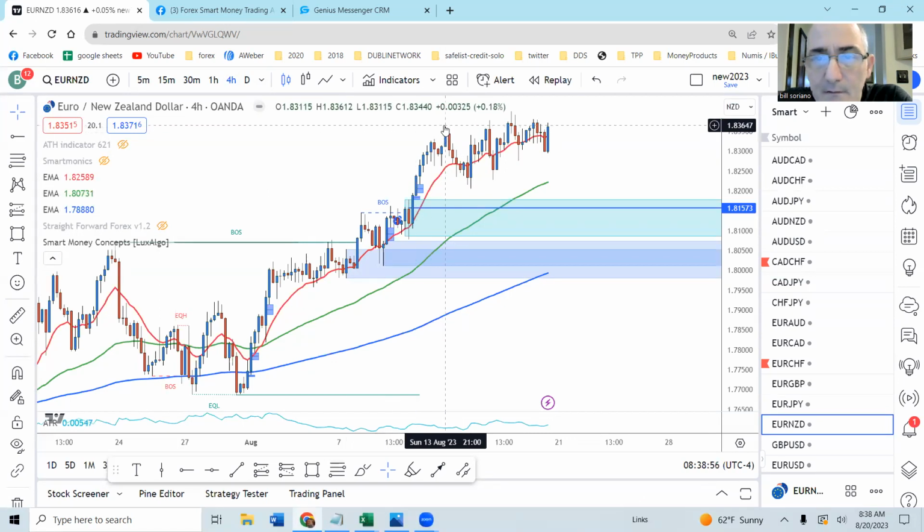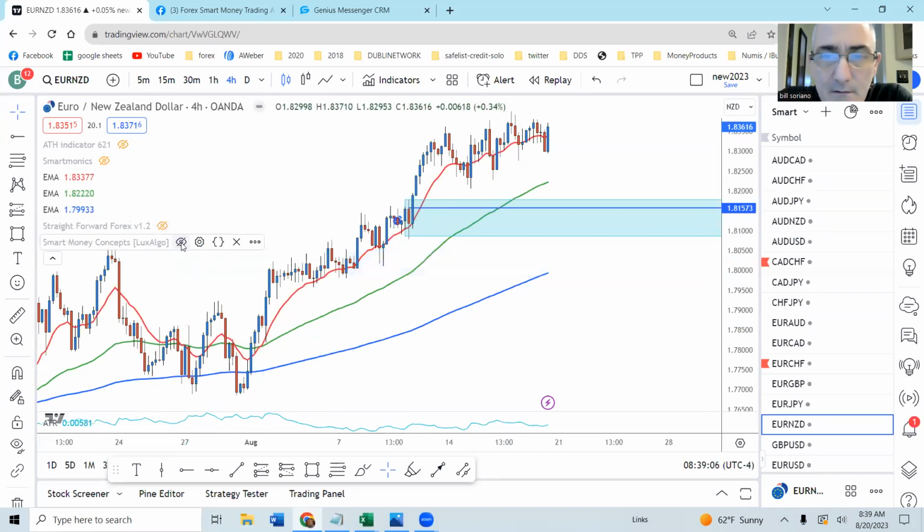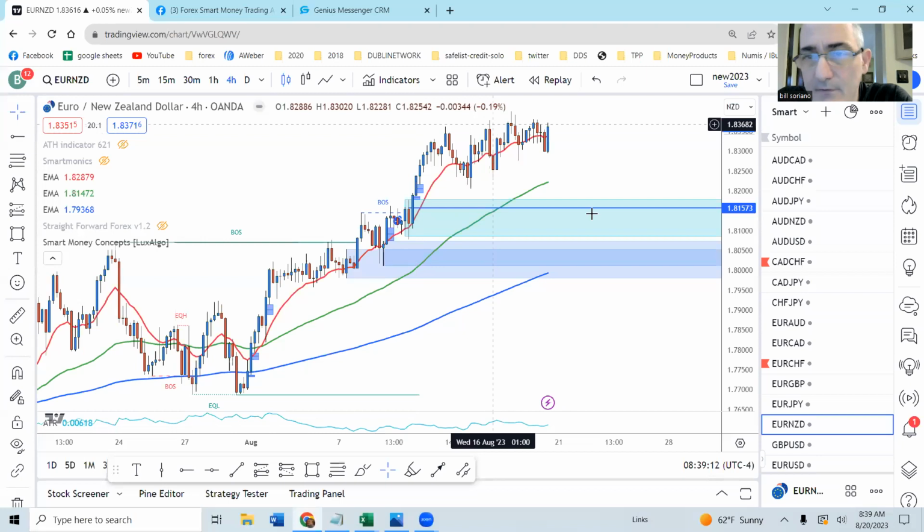So we get a break of structure, price does come down. We're going to stick with this area down here. Yes, definitely. Let me just see something real fast here. Okay. I like this order block right here, so I'm going to stick with that. There could be an order block right here, but it looks like after a break of structure, it's already been hit. And I don't like it as much as this one down here.